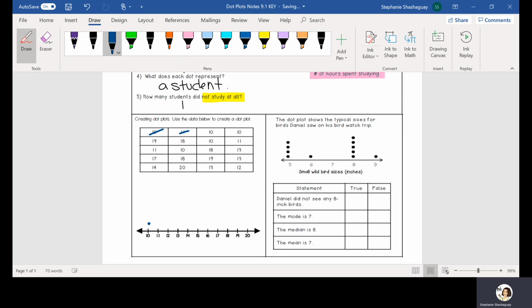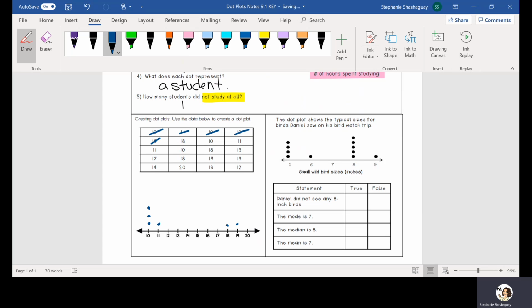Then we have an 11. We're going to put a dot at 11. We have another 10. Put another dot. Another 10. Put another dot. Now we have 19. So we're going to go down here.